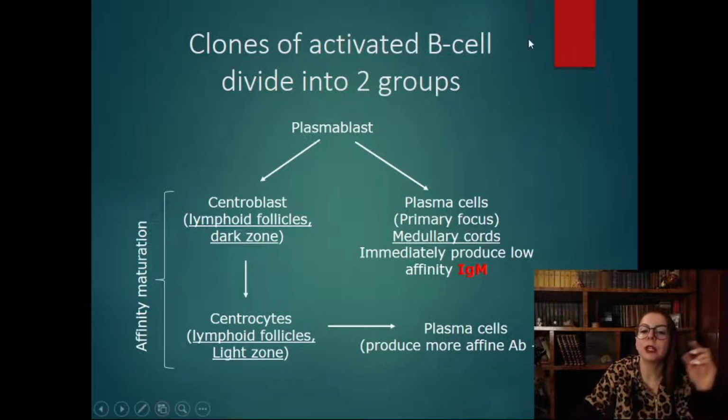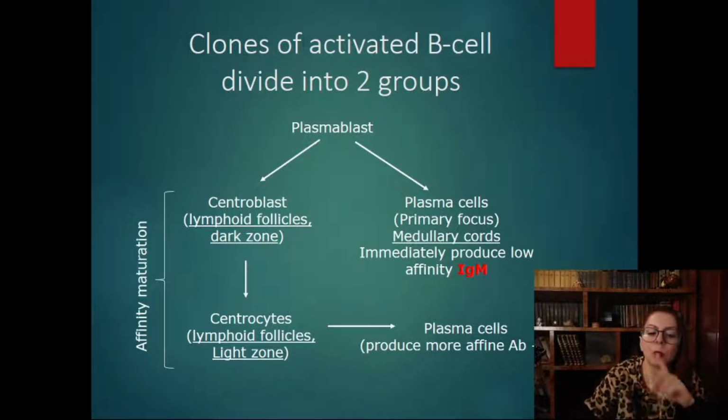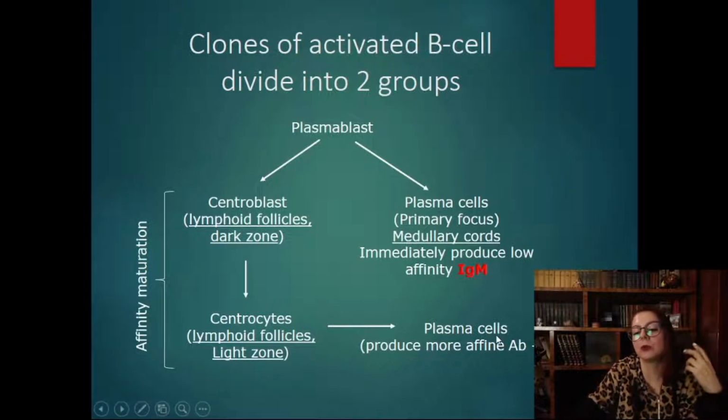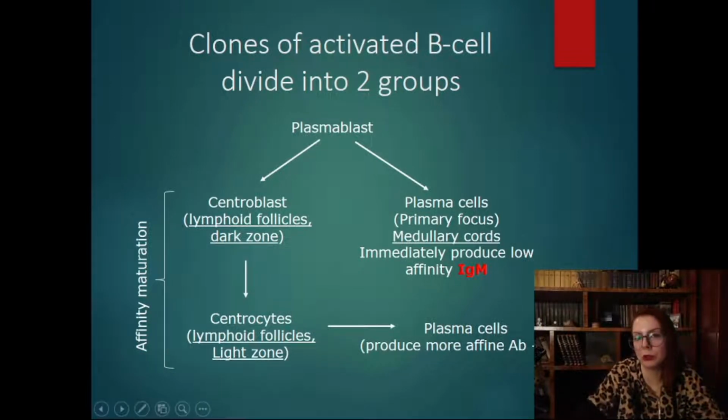So just after activation of the B cells, they either go to the medullary cords to immediately produce low affinity antibodies, or they remain in the cortex. Another group remains in the cortex, starts to proliferate to improve their affinity, and in a week they give rise to plasma cells producing higher affinity antibodies, which are immunoglobulin G.